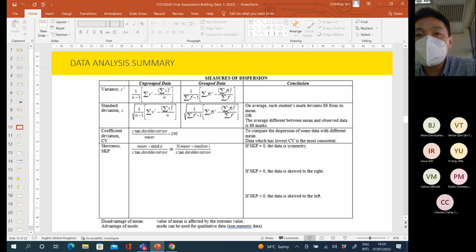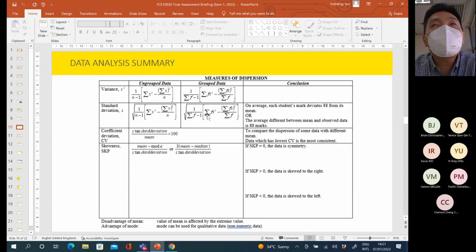Okay. Then how about variance and standard deviation? Besides the FX column, we need another column in order to get the variance or standard deviation. Fx square. Yes, Fx square. Okay, we need an additional column which is Fx square in order to calculate the variance or standard deviation, so that we can replace the Fx square value to here.